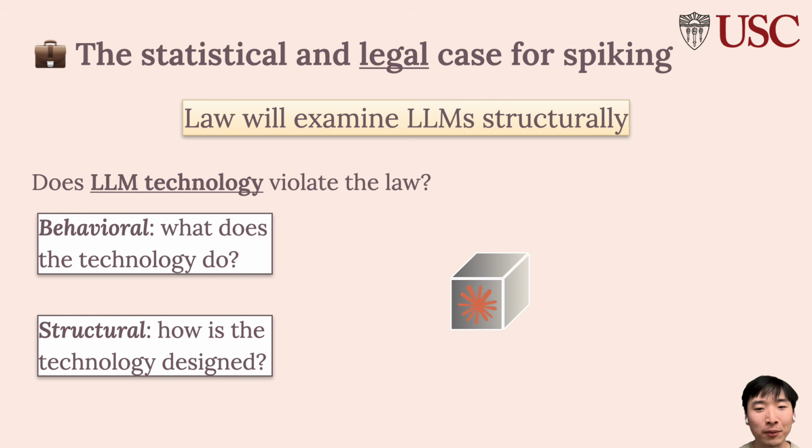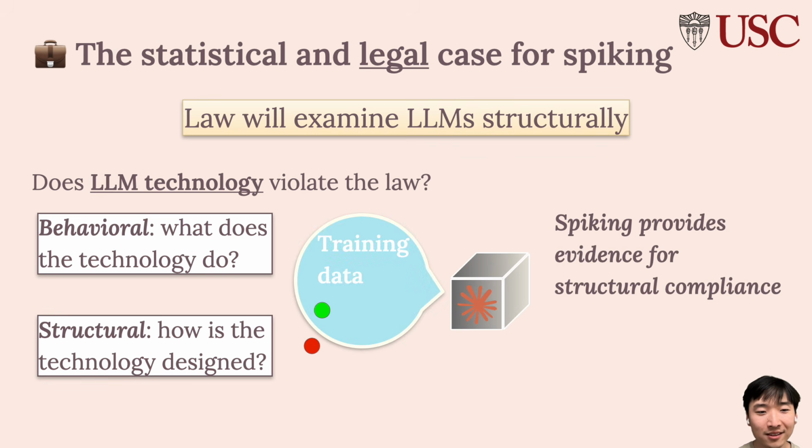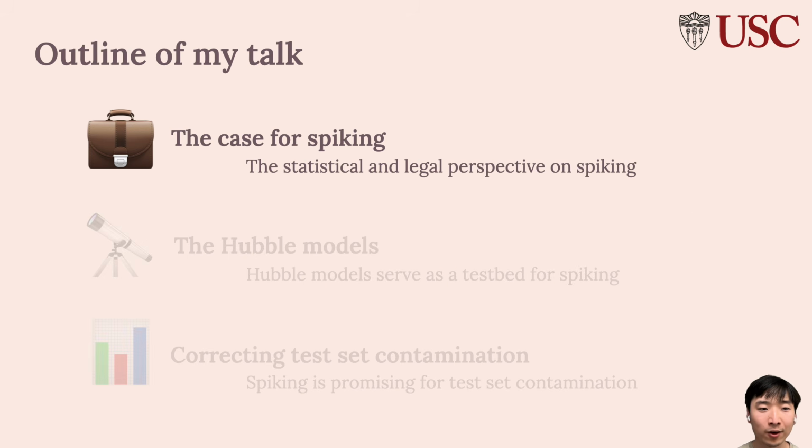You don't want to say, oh, memorization is just a rare bug. You want to be able to make the case that you trained your models in ways that are safe and adhere to the spirit of the law. In that sense, spiking can support a legal defense. Spiking your training data allows you to measure the effects of your training decision and provide quantitative evidence that your model was trained safely. Okay, so that concludes the case for spiking.